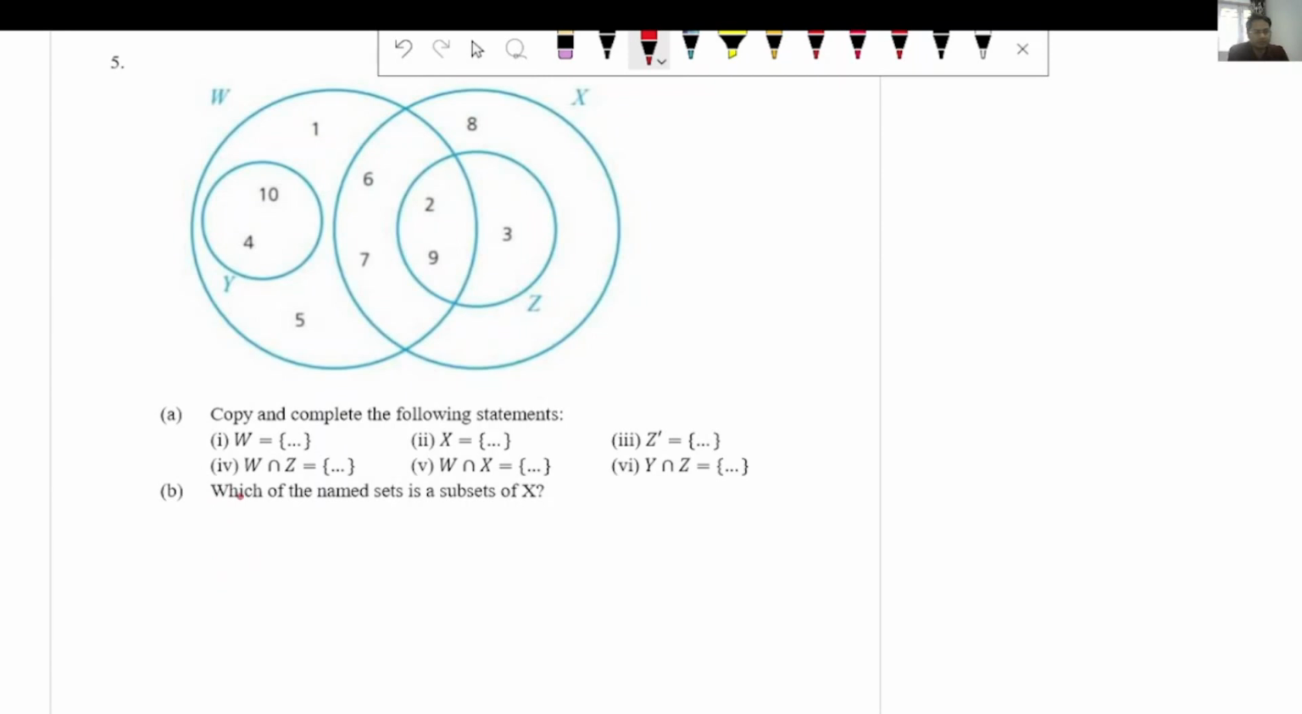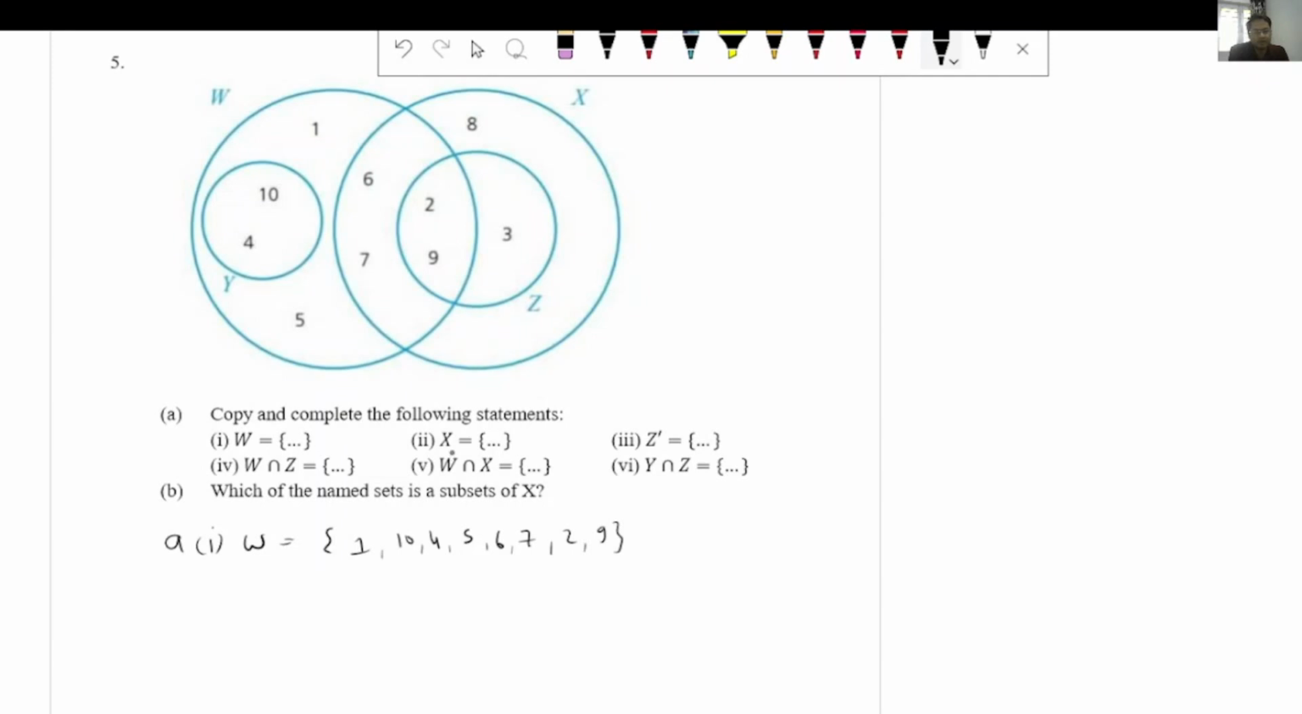So in the W set, what will you write? In the W set you can write, I'm writing directly here only. So for the A part, first part, this is W. In the W, you will write 1, 10, 4, 5, 6, 7, 2, 9, right? So all of this is included in W. Now do not include 8 and 3, they are not included in W.